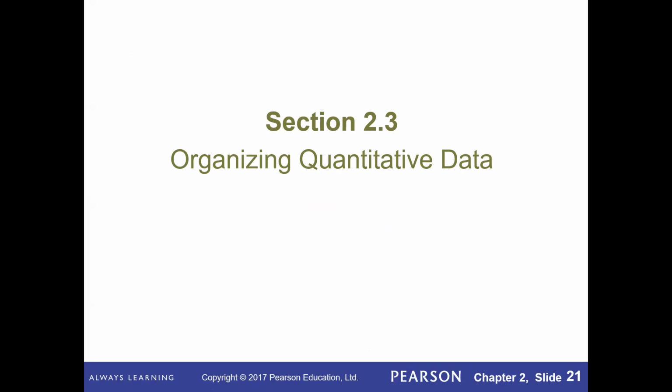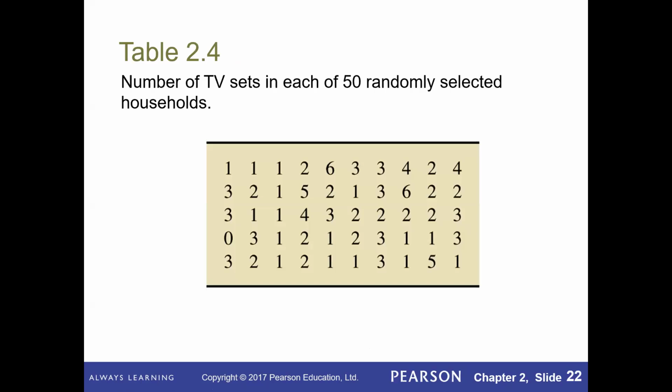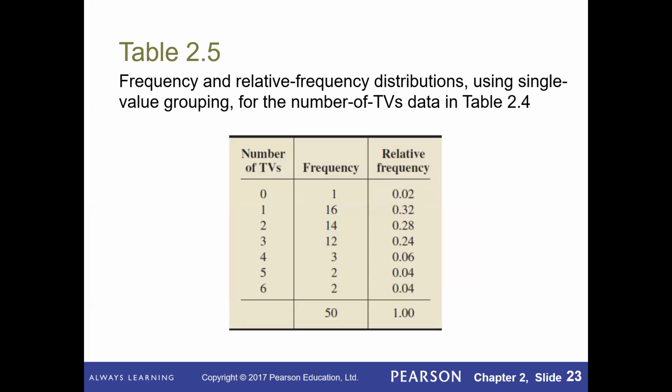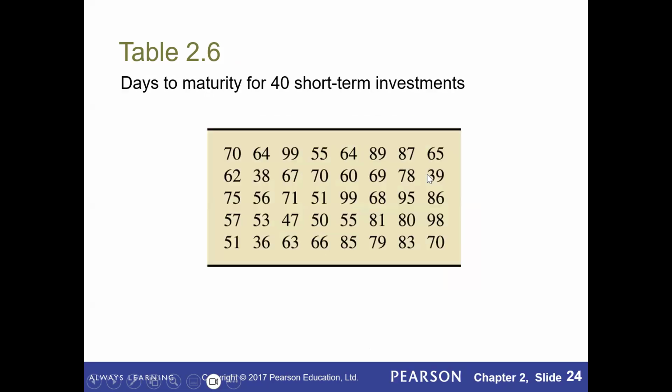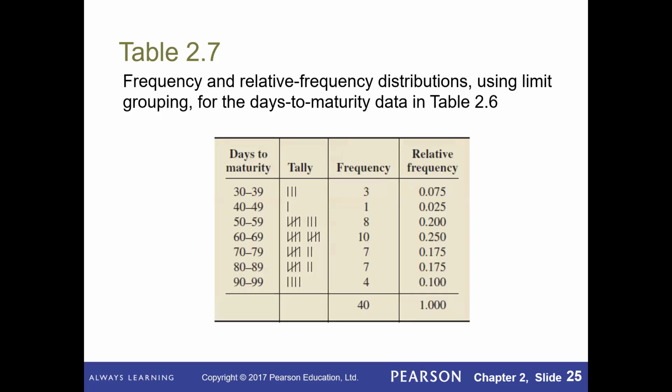Now, we will discuss how to organize quantitative data. For example, we have this data of number of TV sets in 50 randomly selected households. So we first constructed the frequency distribution, and in another column we created the relative frequency. This is another data set for short-term investments, days to maturity. So we had a large number of observations. So this is how you construct a frequency and relative frequency distribution.